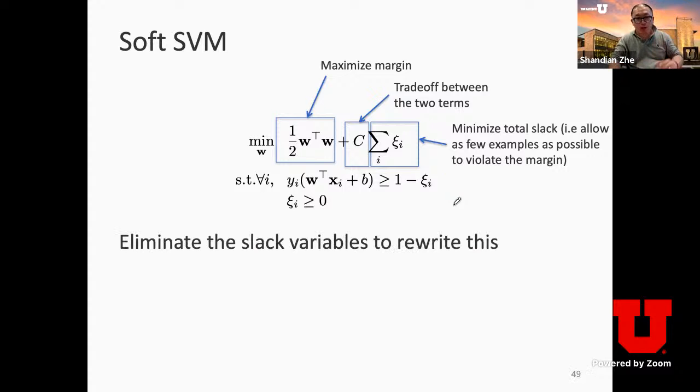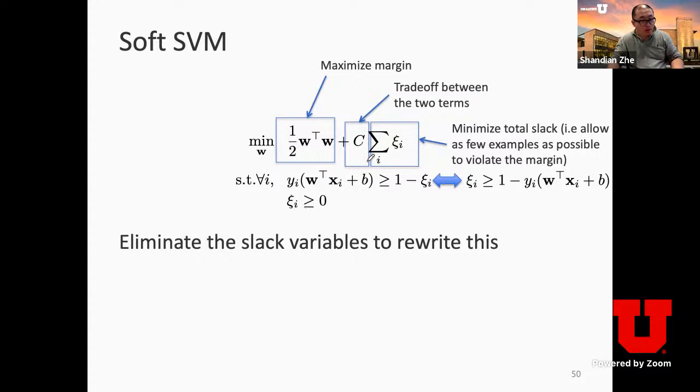We can try to eliminate the slack variables. How? We can observe that for every training example i, we have two constraints. The first is that the function margin is no less than 1 minus ξ_i, and also ξ_i is non-negative. So if we simply change the direction of the inequality, we get ξ_i must be no less than 1 minus this function margin. At the same time, ξ_i must be no less than 0.